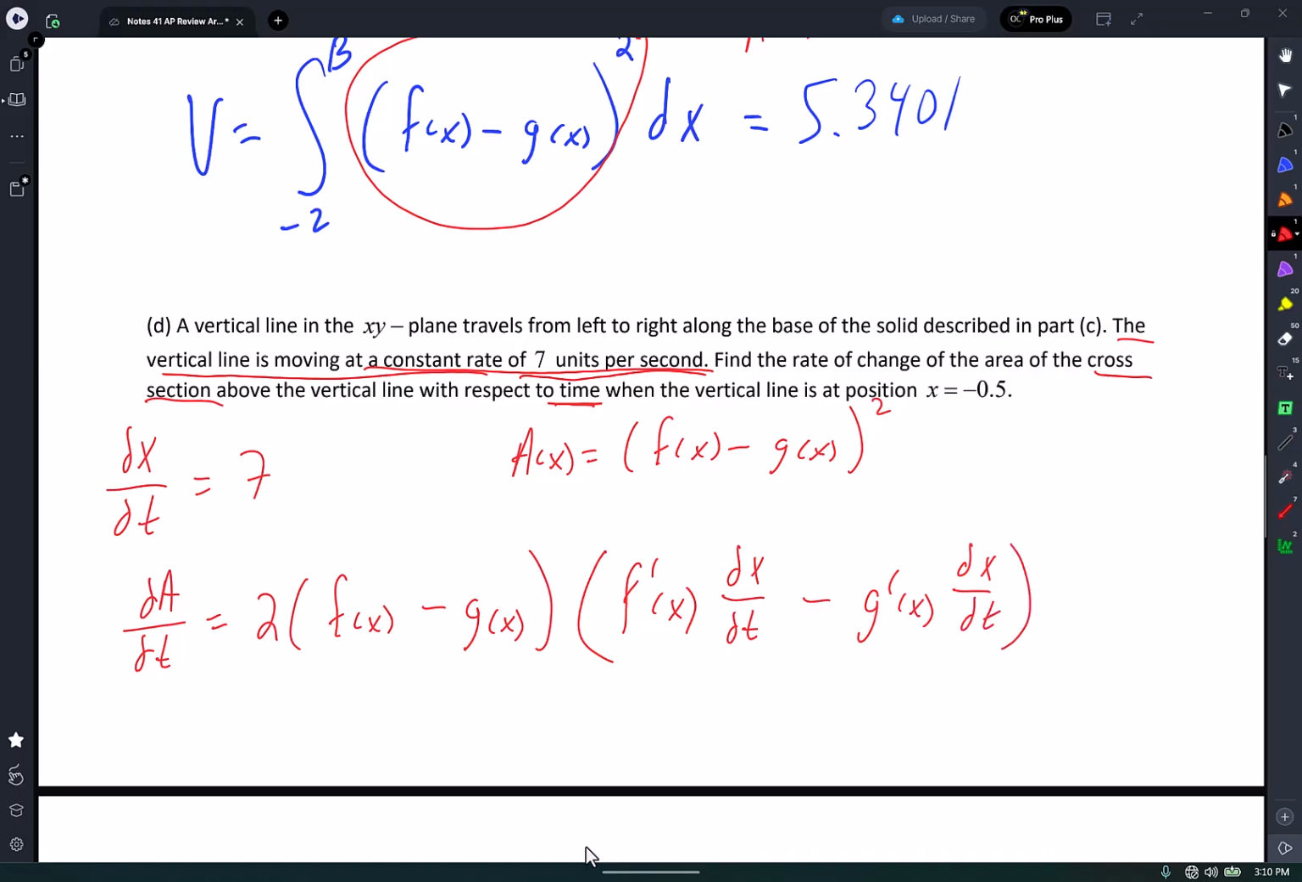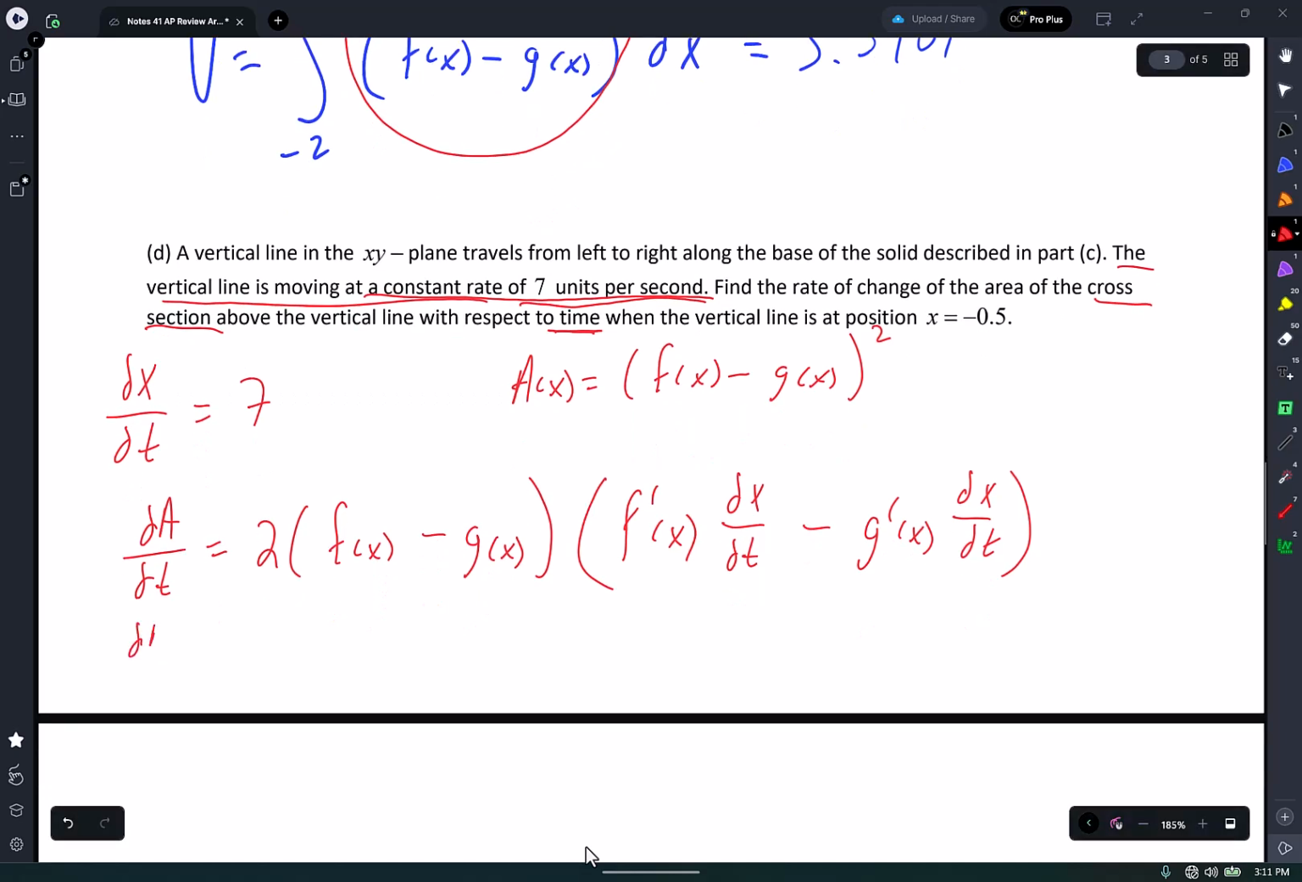Now, I did see the rubric. I am biased because I saw the rubric already. I did like what they did, they factored out the dx/dt, but I didn't do that the first time, so I'm not going to do it. I'm going to do it the same way that I did it last time. You know what I mean? There it is. This is the setup. I'm just going to give dA/dt when x is negative 0.5 equals, and I'm just going to give the answer.